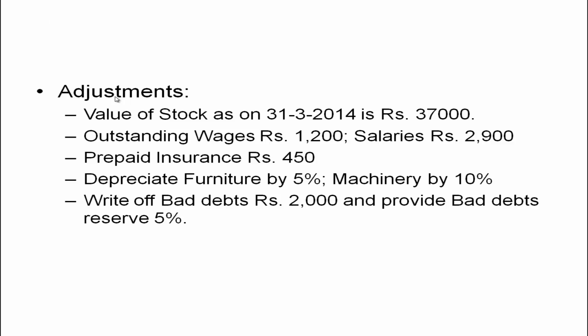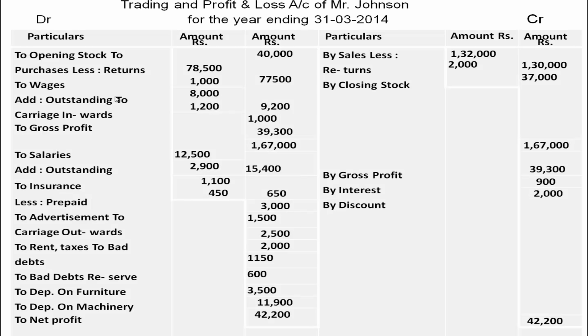So we start preparing the trading account. The trading and profit and loss account of Mr. Johnson for the year ending 31st March 2014. There are two sides, debit side and credit side. Left is debit, right is credit. The format is the same as we have discussed. There are two amount columns here: the first is for rough work, and the final amount will go to the next amount column. So we start from the debit side.